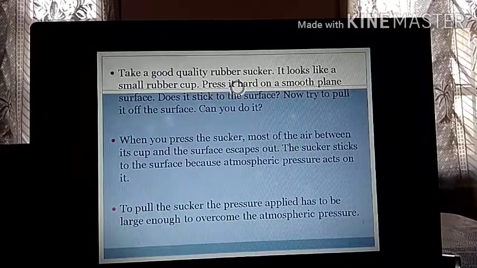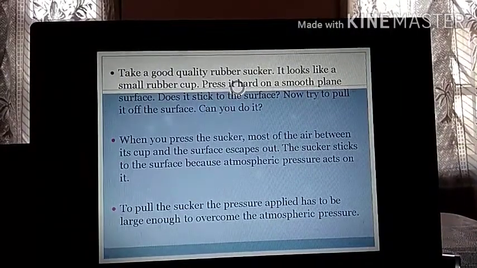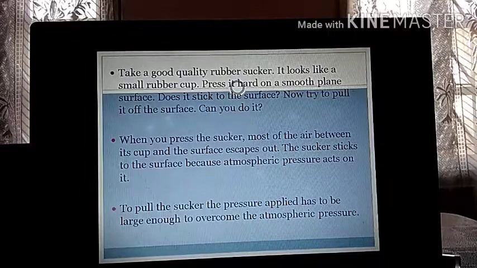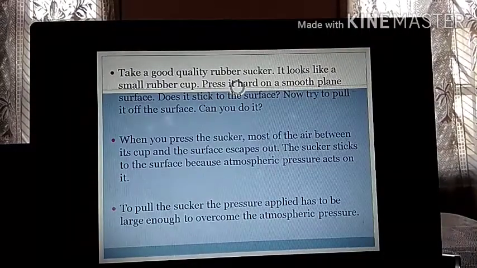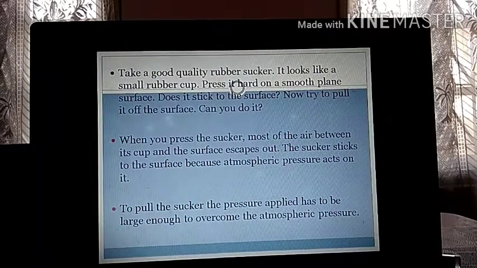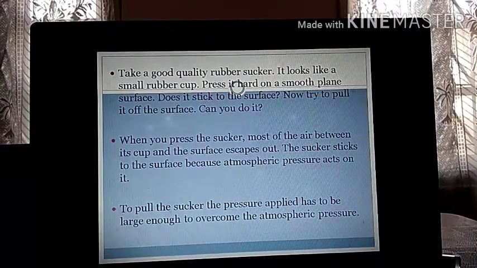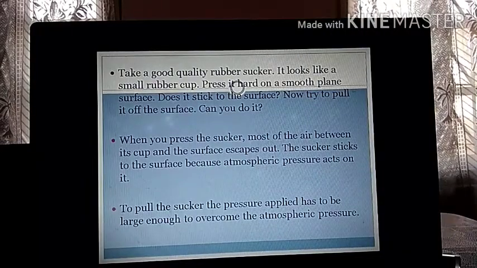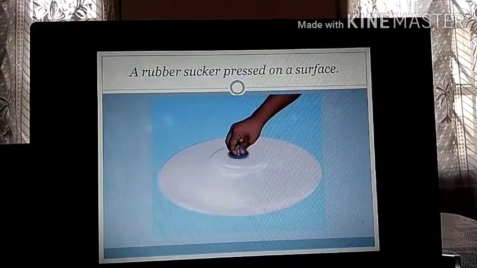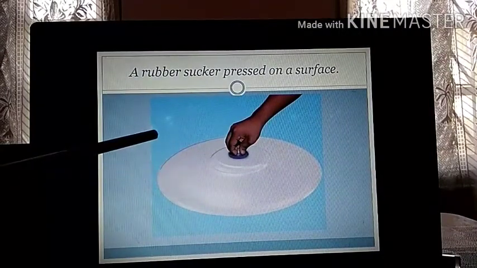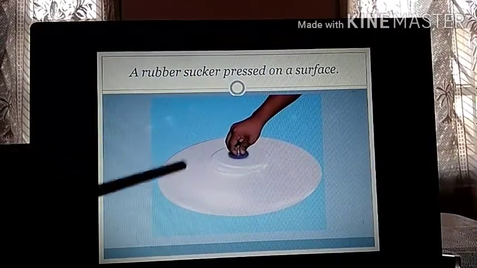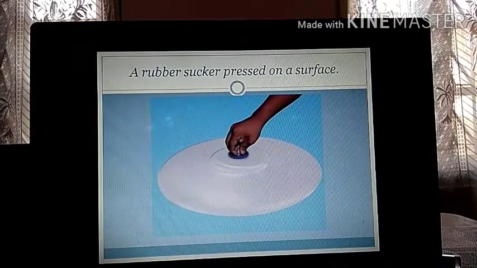Now we know that air is present everywhere, so air is inside the rubber sucker also. But when you push the sucker onto the wall, the sucker will become flat. Once the sucker becomes flat, all the air inside will come out, so there will be no air between the wall and the sucker. Flat means like this. Earlier it was in the shape of a cup. Now it has become flat when you have pressed on the wall.